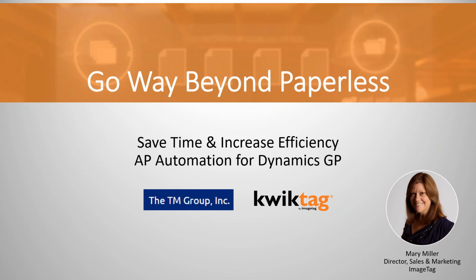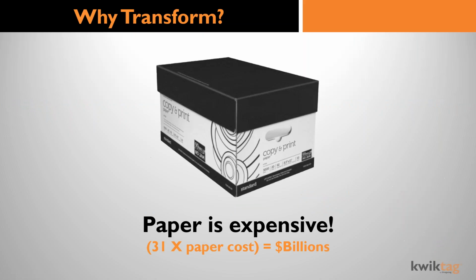We're going to take a look at a couple different examples of process automation and how you can save time and money using the same system that you have with GP, however, also adding the automation solution on top of that, adding document management process automation. So we're going to take a look at why any of this matters to begin with. Why transform? Why do anything?